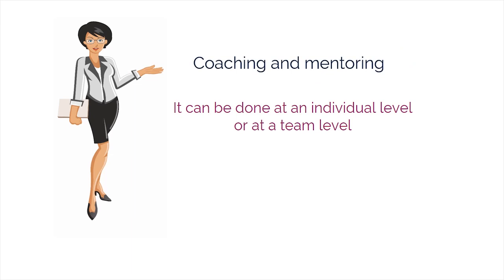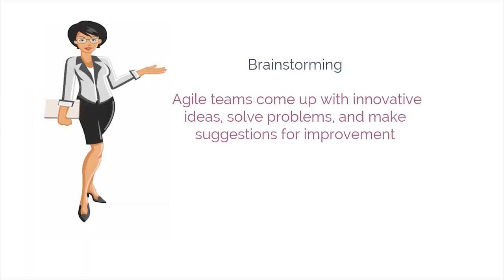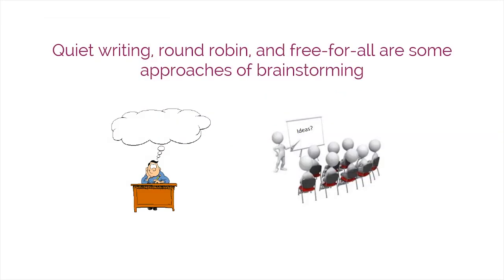Coaching and mentoring is another practice that helps teams overcome challenges and improve skills. Coaching can be done at an individual level or at a team level. Coaching for the entire team is done when the entire team comes together, such as at iteration planning or review meetings. Individual coaching can be done during iterations when there is more time for one-on-one interaction. An effective team practice is brainstorming. Brainstorming can help Agile teams come up with innovative ideas, solve problems, and make suggestions for improvement. Quiet writing, round robin, and free-for-all are some approaches of brainstorming.